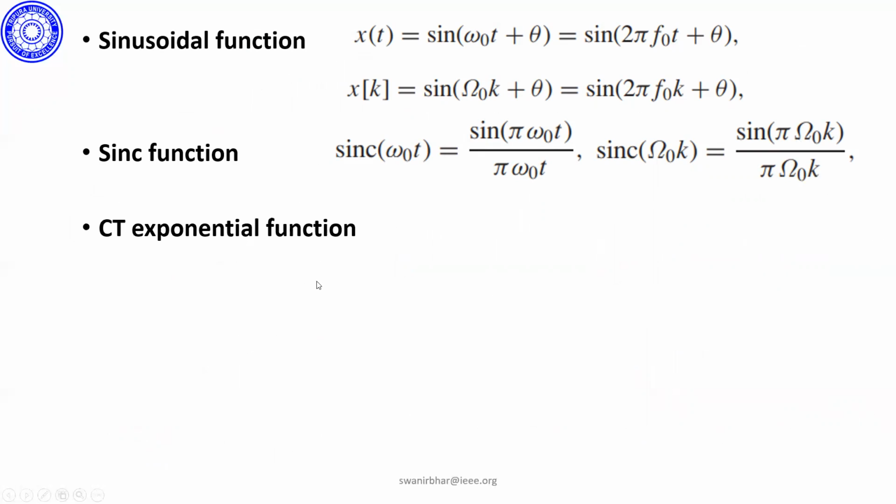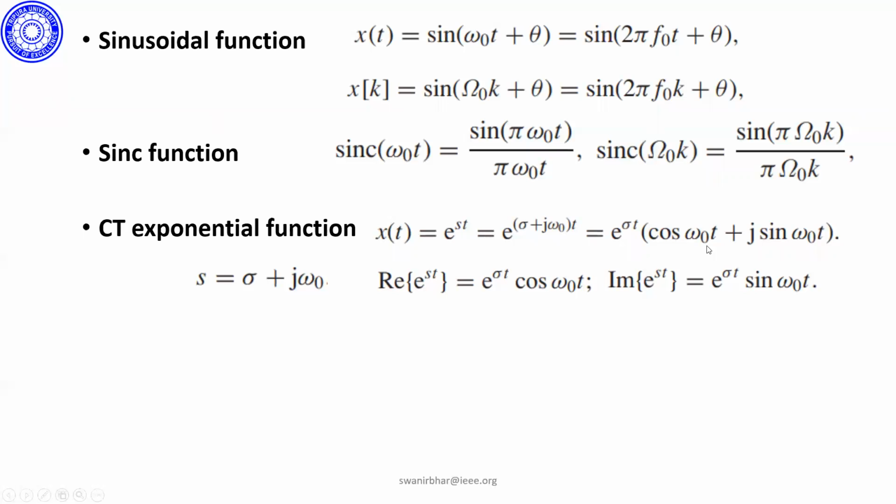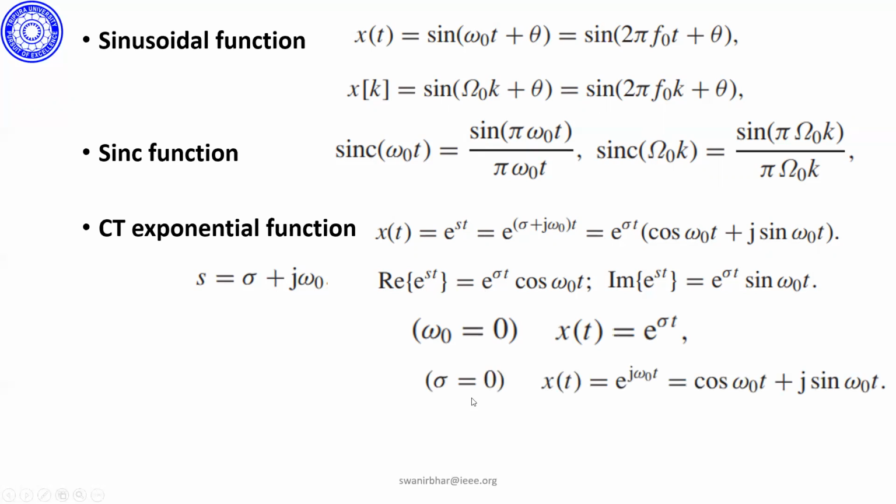The continuous exponential function, if you see, is e to the power sigma plus j omega 0 t, with cos omega 0 t and sin omega 0 t, which is the Euler formula. And here you have a damping factor and angular frequency. When omega 0 is 0, then this imaginary part is 0, so you have a purely exponentially increasing or decreasing signal. And when sigma is 0, then you have a sinusoidal signal, which has a real part and an imaginary part.